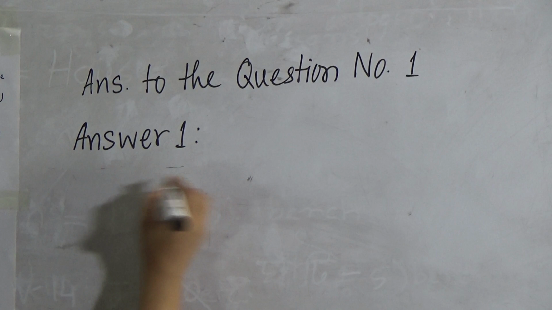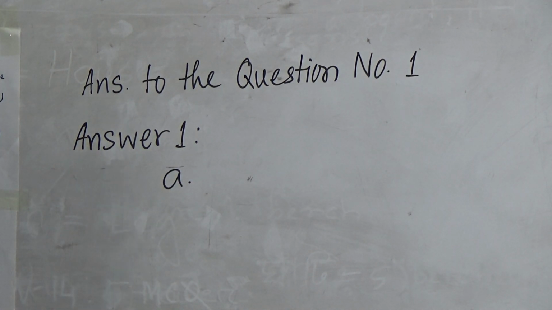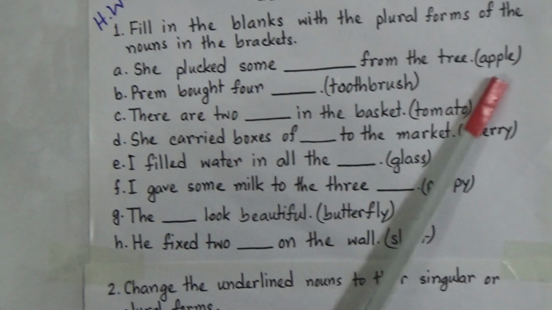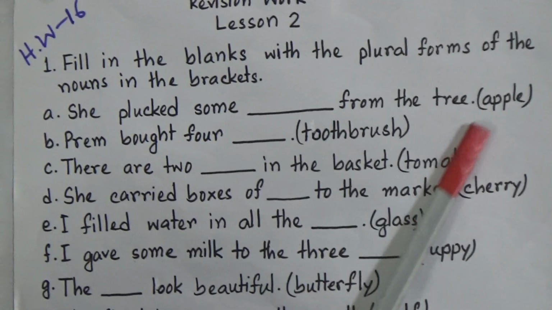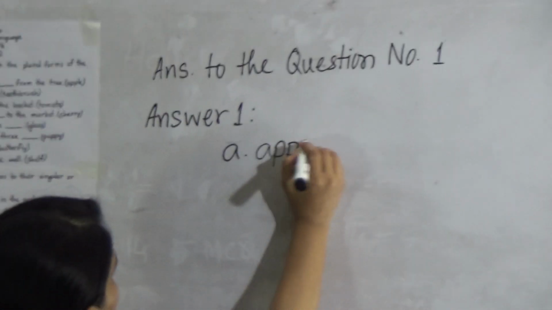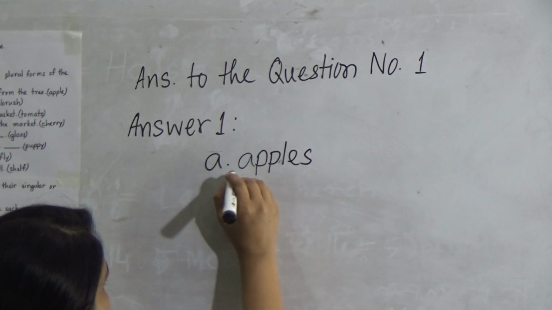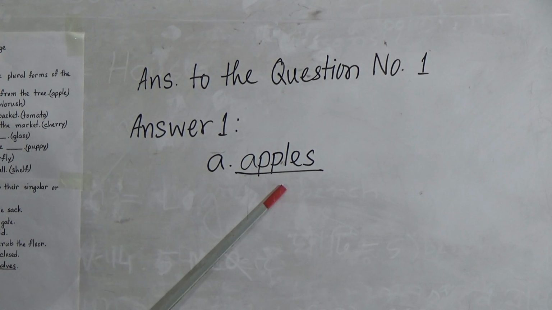So let's start with number A. Now look, number A, what is given here? She plucked some dash from the tree and in bracket apple. And how will you make it plural? Yes, you all know that we will just add S to make it plural. So we will write here apple and then we will add S. So number A is done, apples, we make it plural.